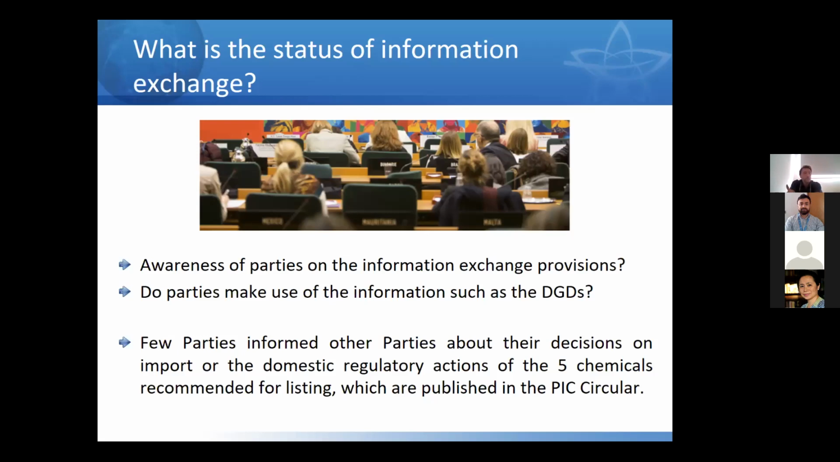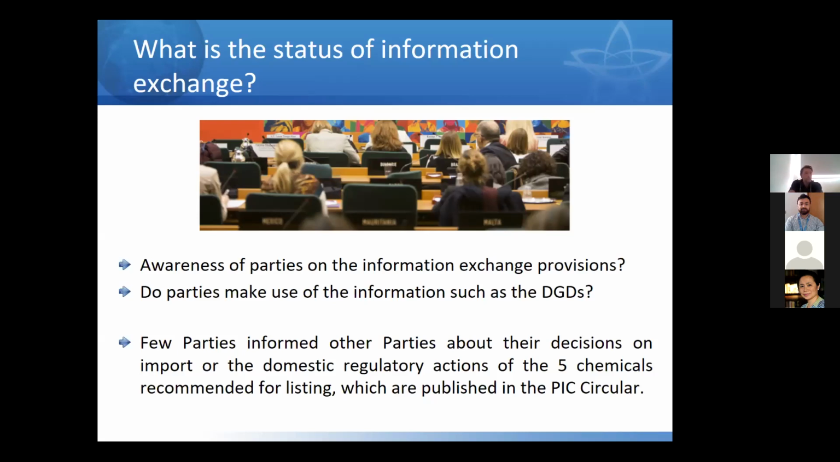So what are the most important aspects of Article 14? The parties are supposed to exchange scientific, technical, economic, and legal information concerning all the chemicals that fall into the scope of the Convention, including toxicological, ecotoxicological, and safety information. Part of this information is part of the notifications itself.